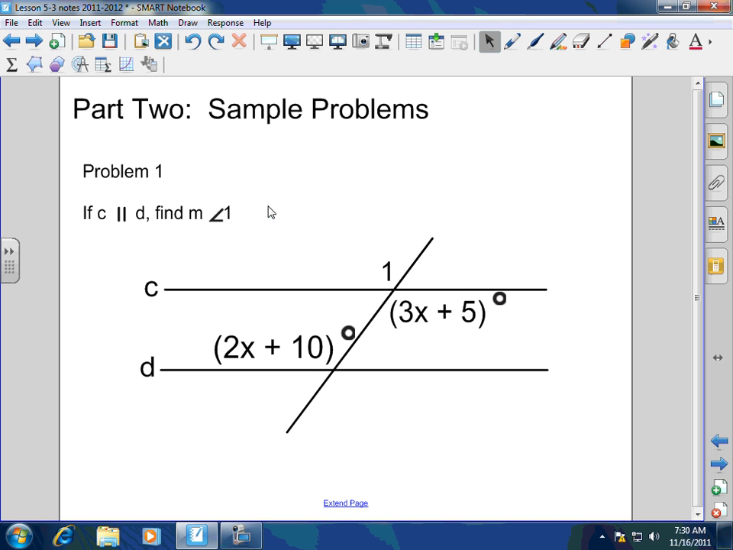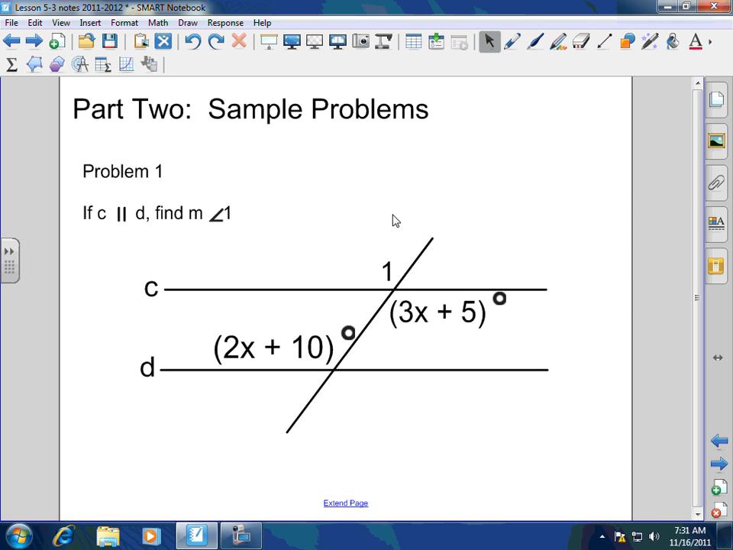Okay, sample problems. Let's go. Problem number 1. If line C is parallel to line D, I want you to find angle 1. What do you think the first thing you would do is? Come on now. What do you think we would do? Okay, if anyone said, let's set 3x plus 5 equal to 2x plus 5, you are correct. Good job. Let's go ahead and solve for x then.